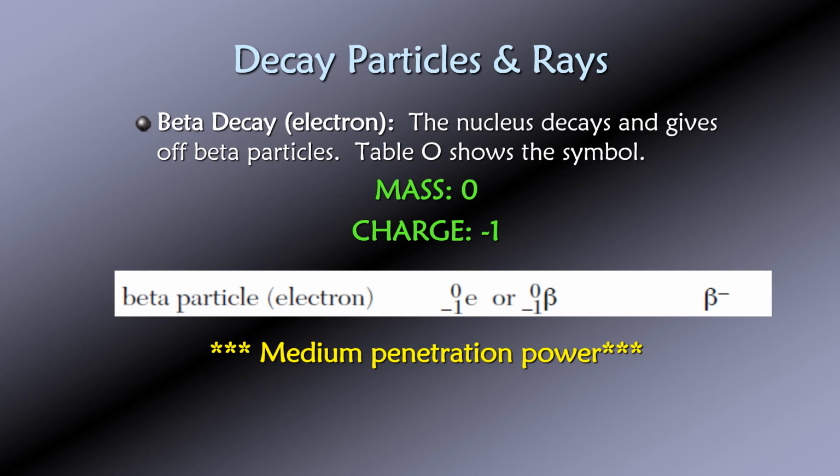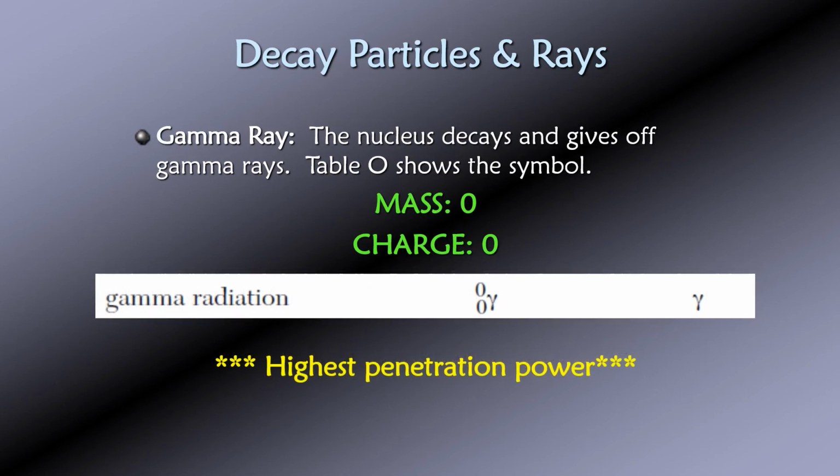And then we have the gamma radiations, which have a mass of 0 and a charge of 0. So gamma radiation is just energy. Okay, it has no mass and it has no charge. It can pass through anything out there, which is why it has the highest penetration power.